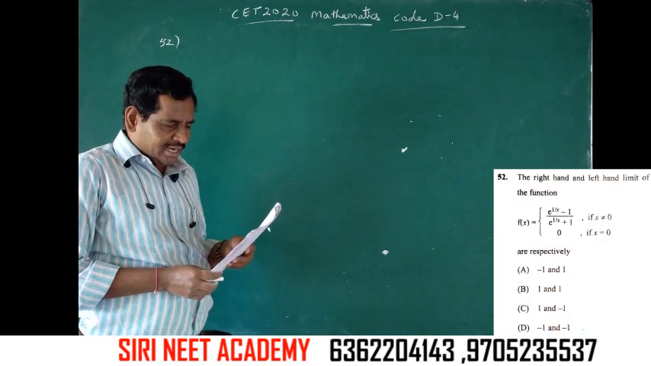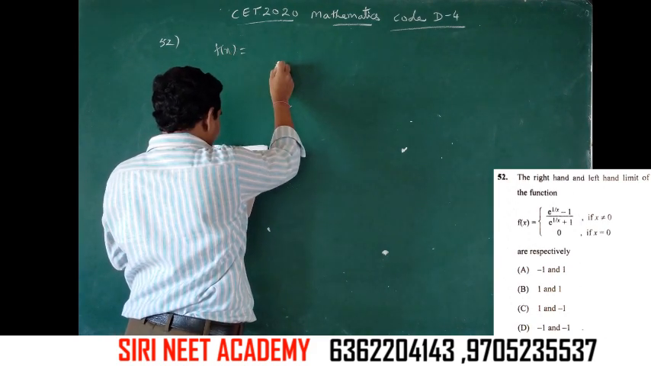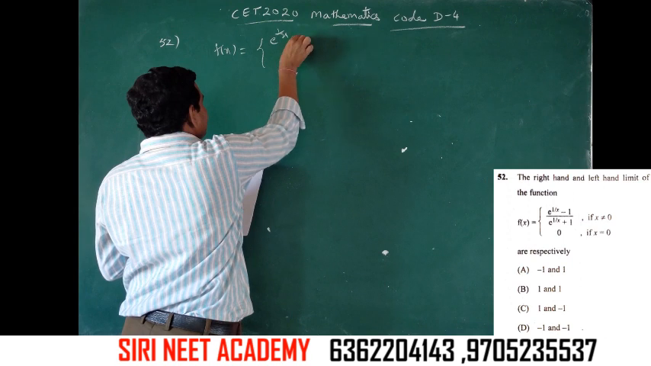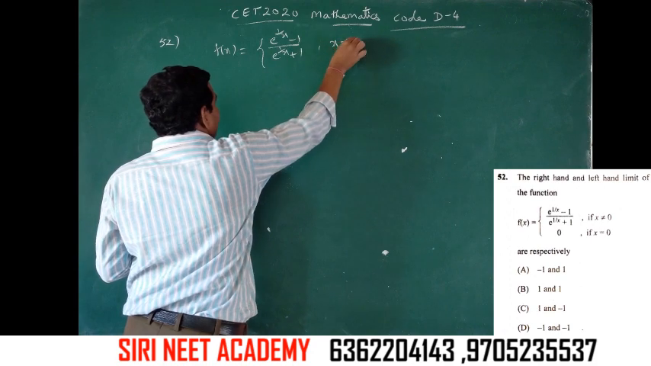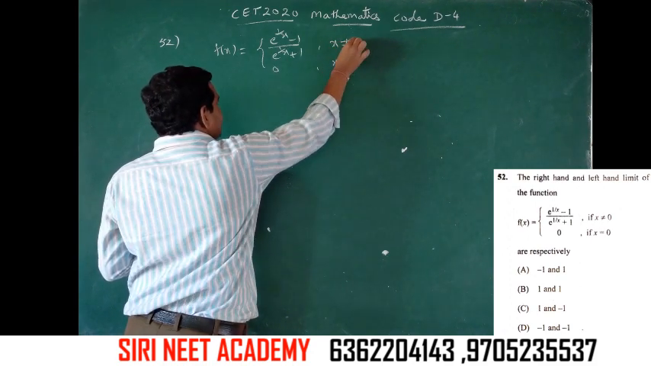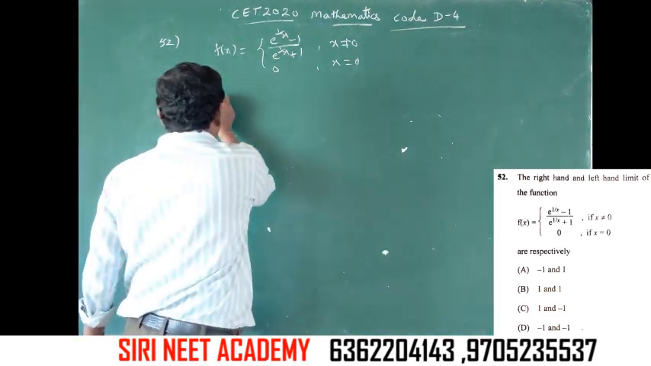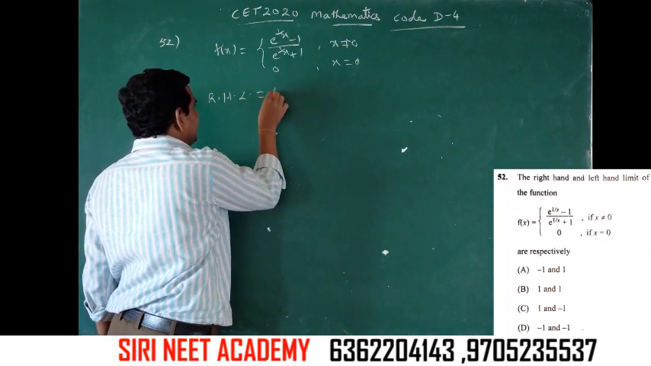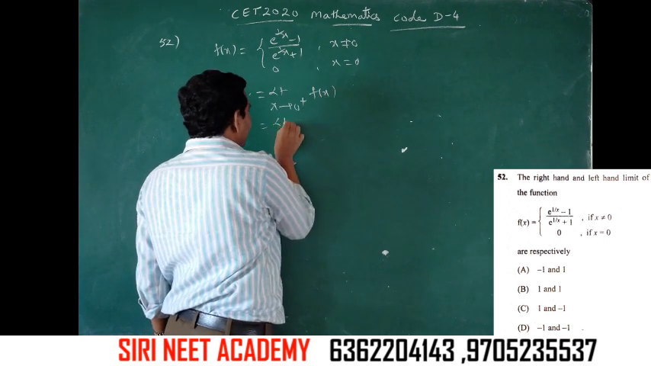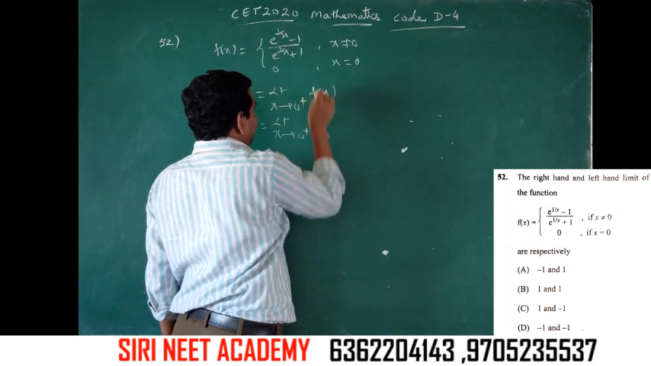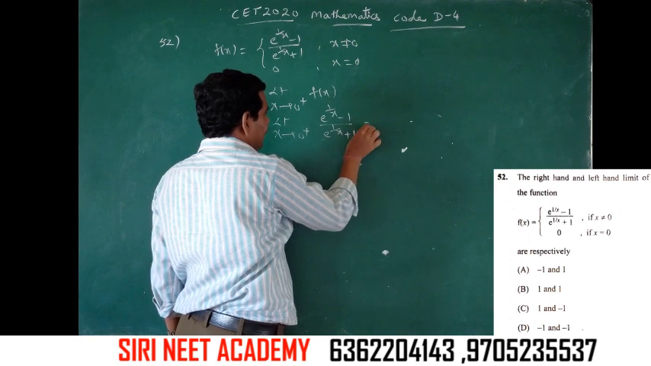The right hand and left hand limit of the function f of x is equal to e power 1 by x minus 1 by e power 1 by x plus 1 when x is not equal to 0, and 0 when x is equal to 0. We need the right hand limit and left hand limit. RHL means limit x tends to 0 plus f of x, which is e power 1 by x minus 1 by e power 1 by x plus 1.